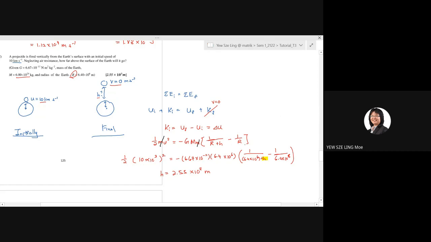So I give you 5 minutes to write it down. You try to calculate the value. See if you can get an answer or not.